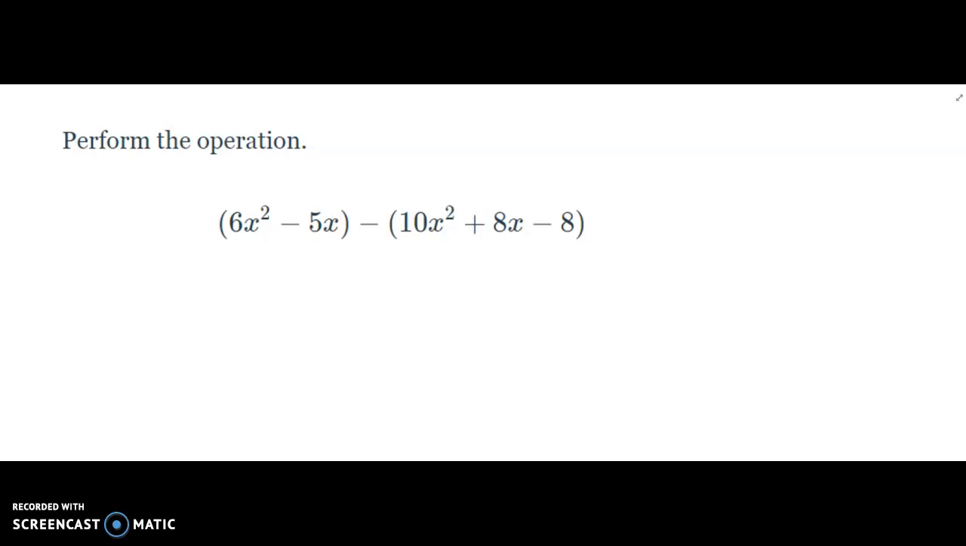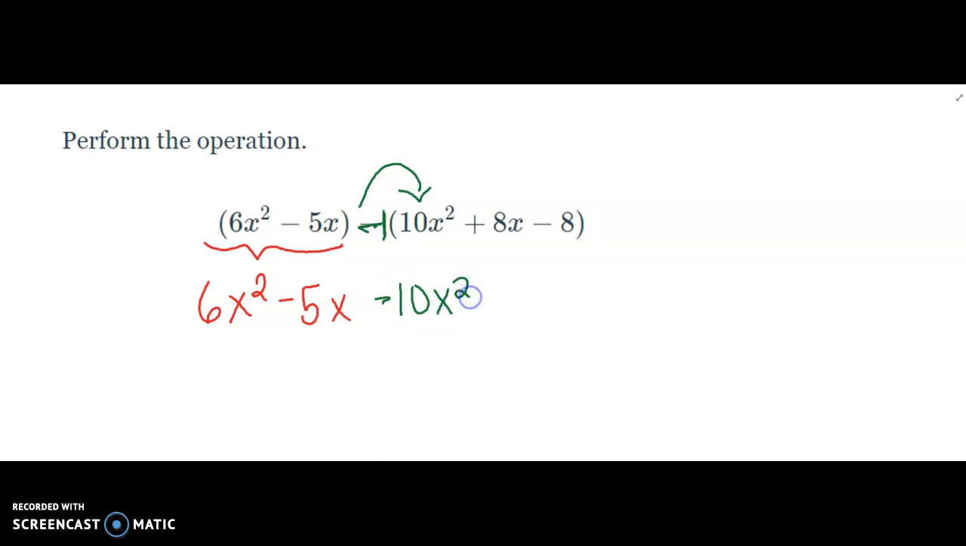So the first one doesn't have anything going on in the front, so I'm just going to write it again: 6x squared minus 5x. And then we have this negative that means subtraction, so we've got to distribute it. Don't forget to distribute it to everything in the parentheses that follow. So that negative 1 times 10 is negative 10x squared.